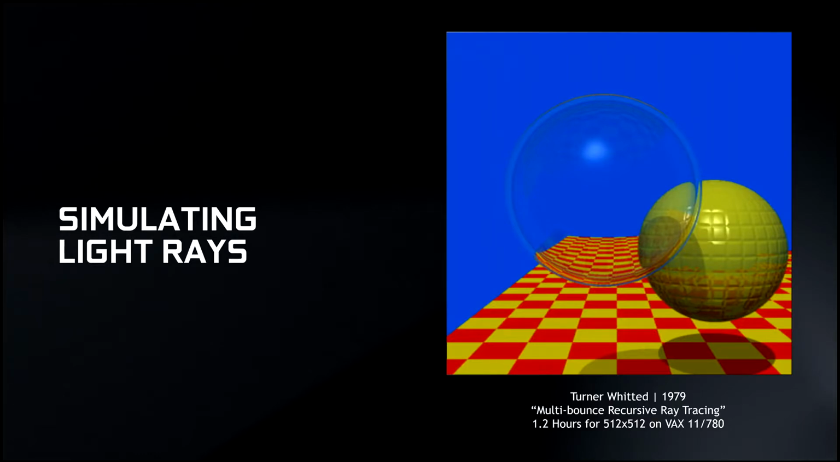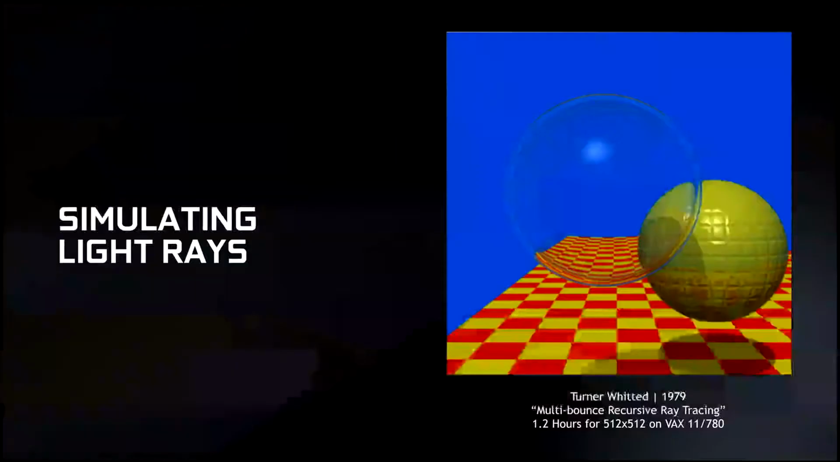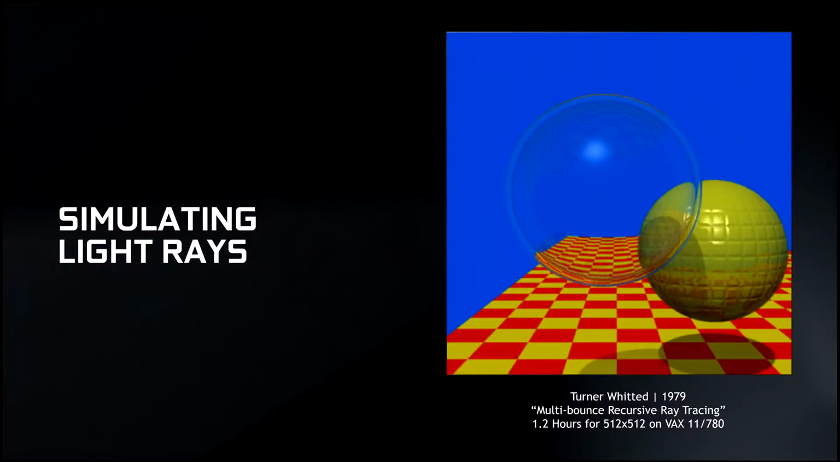In 1979, he generated this image, and it took 1.5 hours on a $1 million VAX computer. Basically, he was generating 60 pixels per second. Instead of 60 frames per second, he was generating 60 pixels per second. And so the question then is, how long would it take for us, from that time, to be able to realize this incredibly beautiful picture that I just showed you a second ago?